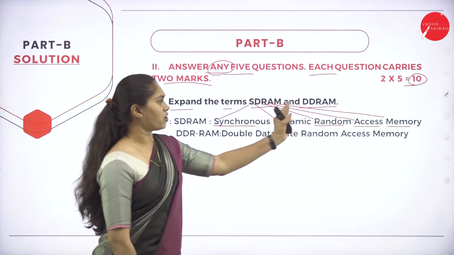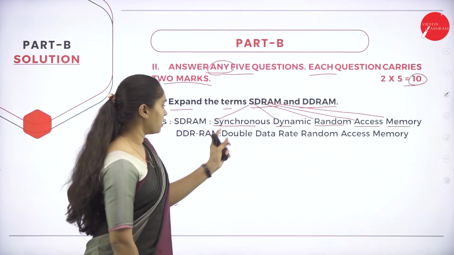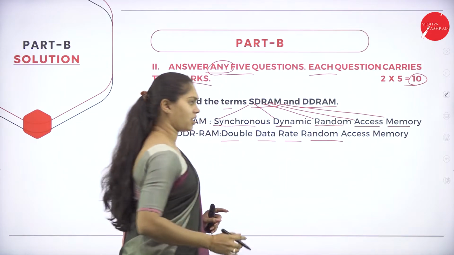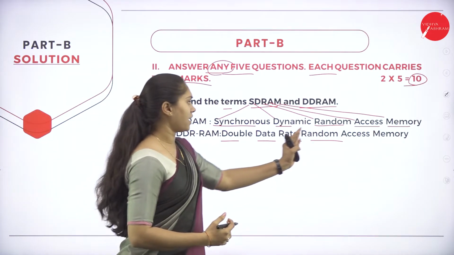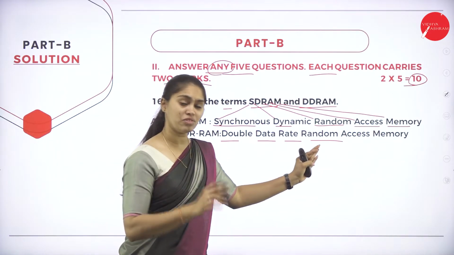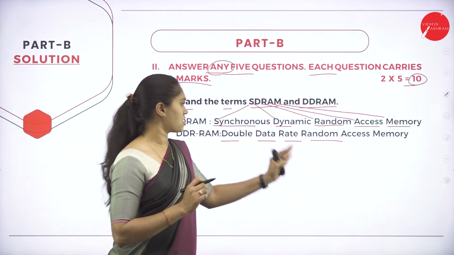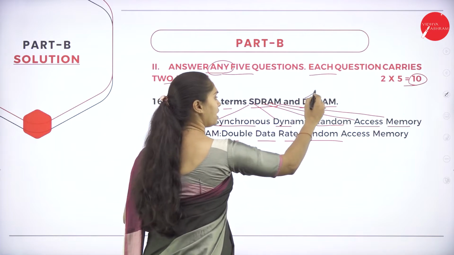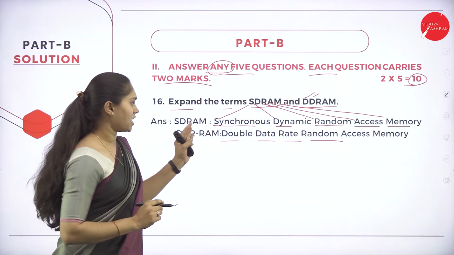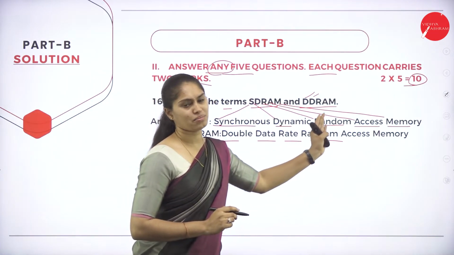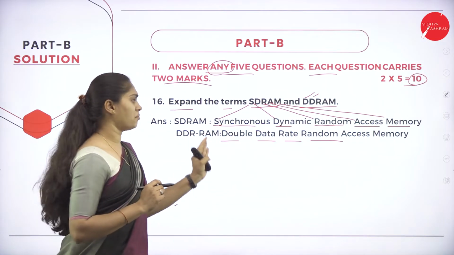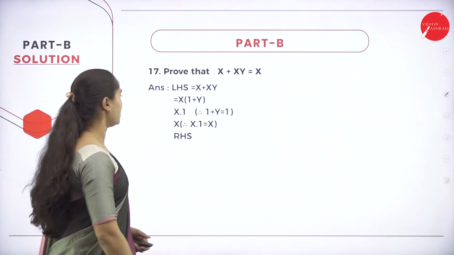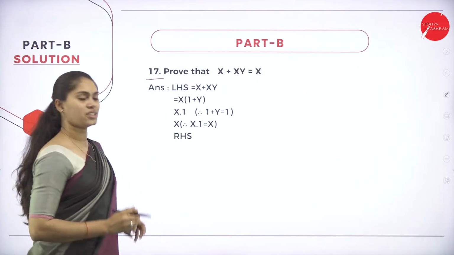So S stands for synchronous, dynamic, random access, and we have memory. Okay. So next, what about this DDR-RAM? Double data rate random access memory. Just don't think that I can write only RAM. Even for that it will carry marks. So while answering for the abbreviation, each character you need to expand. So SDRAM, synchronous dynamic random access memory, and DDR-RAM, double data rate random access memory. We'll see the next question, 17.